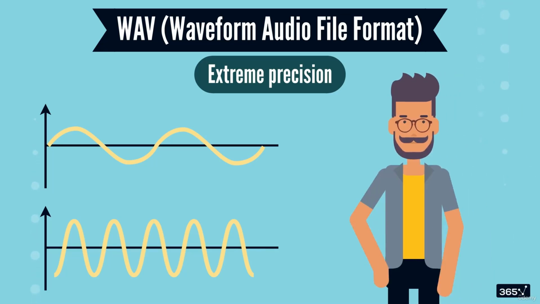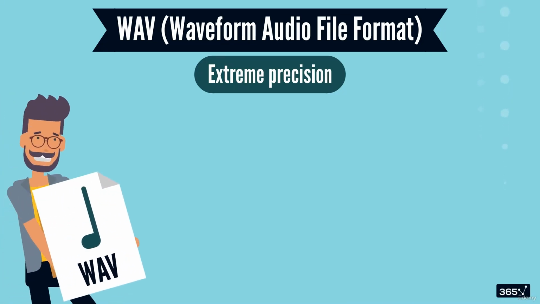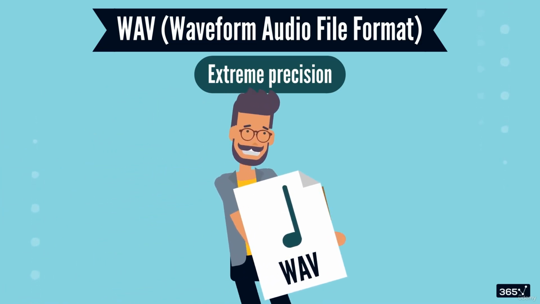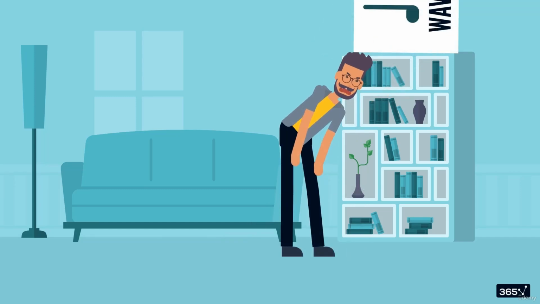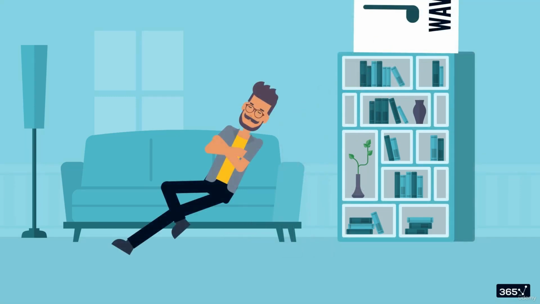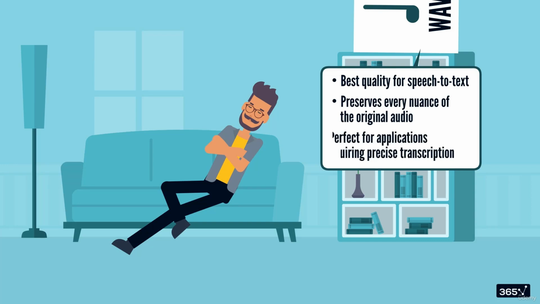This is excellent quality. WAV files, however, are uncompressed and typically large, making it more challenging to store or transfer substantial audio data, particularly with longer recordings or when storage space is limited. Despite this, they offer the best quality input for speech-to-text systems by preserving every nuance of the original audio, making them perfect for applications that require precise transcription.